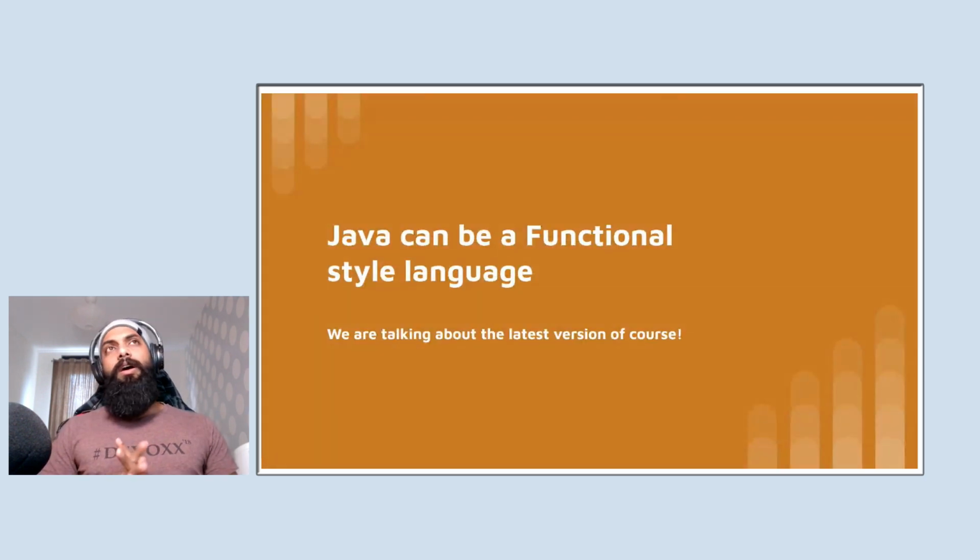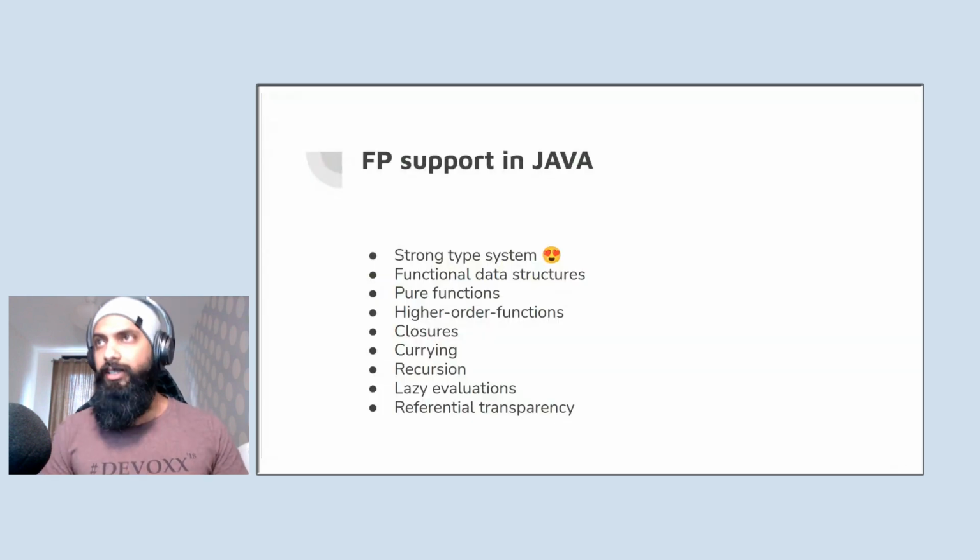All right. With that in mind, we can call Java a functional style language. Of course, you can do a lot of these things in Java. Of course, we are talking about the latest versions of Java, Java 8 onwards. So let's look into each of that.